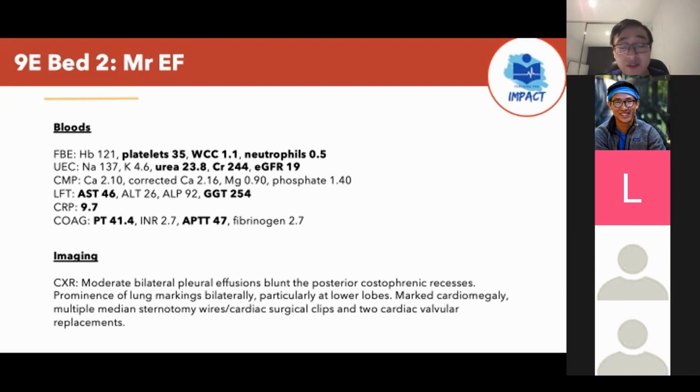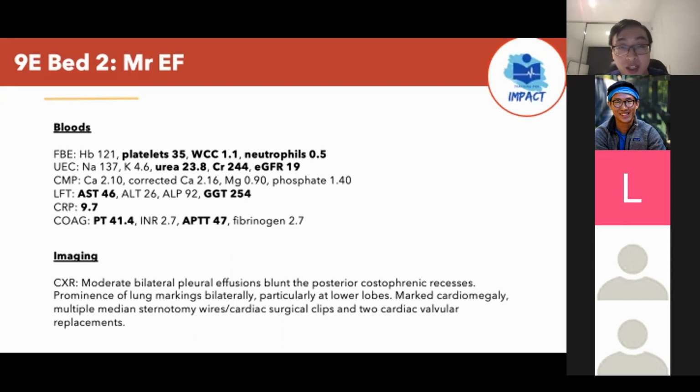His INR was 2.7, which for him was therapeutic in the context of AF and mechanical heart valves. Usually the INR target is between 2.5 to 3.5 rather than 2 to 3. But yeah, so his presentation is the rash and also acute decompensated heart failure.